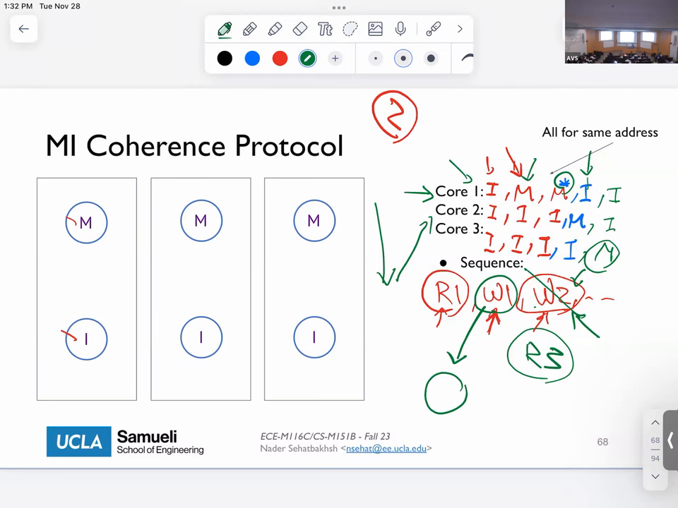Yeah, that's a good question. So the question is, are we doing write allocate here? Yes, we do write allocate. So we do write back write allocate in this example. The question is, why does R3 invalidate M here? Because the data can only be in one core with M and I, okay? It cannot be shared between them. So if core one is in M and then core three is also in M, then I won't know which one has the correct copy. So this is only M or I.